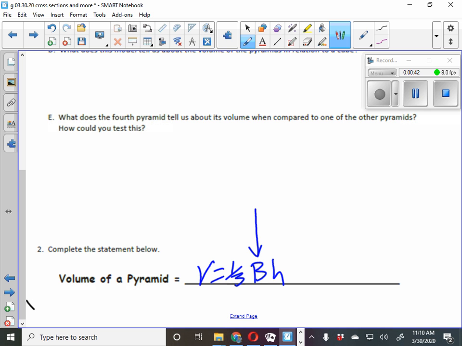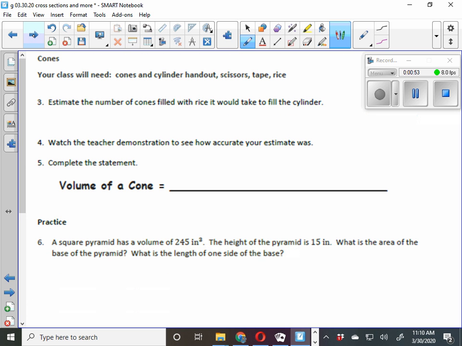This requires another formula. Always requires another formula. All right, so let's take a look at this. I guess before we do that, we're going to jump into cones.